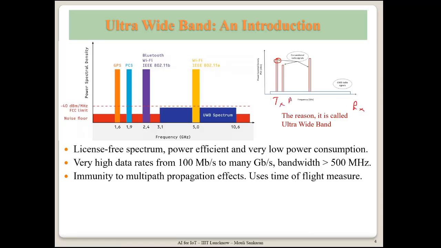Okay. You know that all this radio frequency is like light. So the speed of light is the speed of communication, 3 into 10 power 8 meters per second. So based on this speed, you know the frequency, and if you know how much time it takes for the pulse to reach, we can compute the distance.